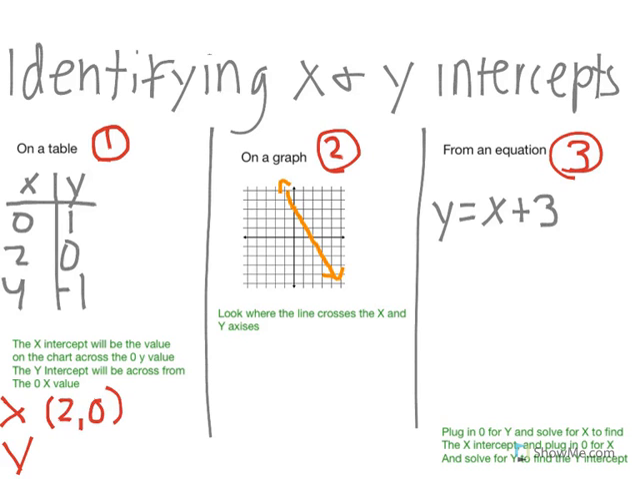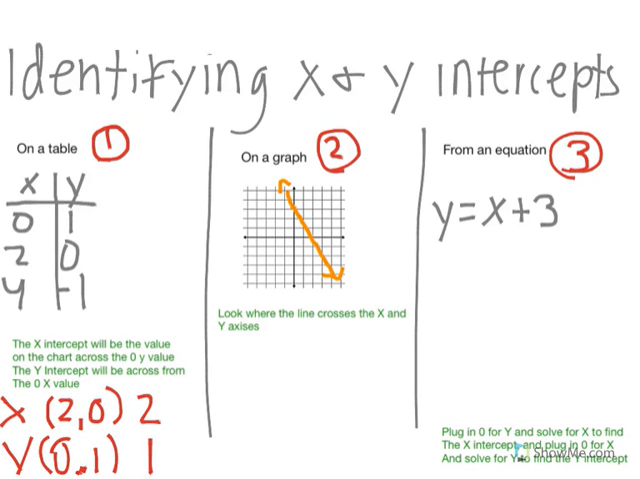So the x-intercept is 2. And then for y, across from the 0 x is going to be 1. So it's going to be 0, 1. And that's it in coordinate form, but if you just want to write the y-intercept as a single entity, it's 1.